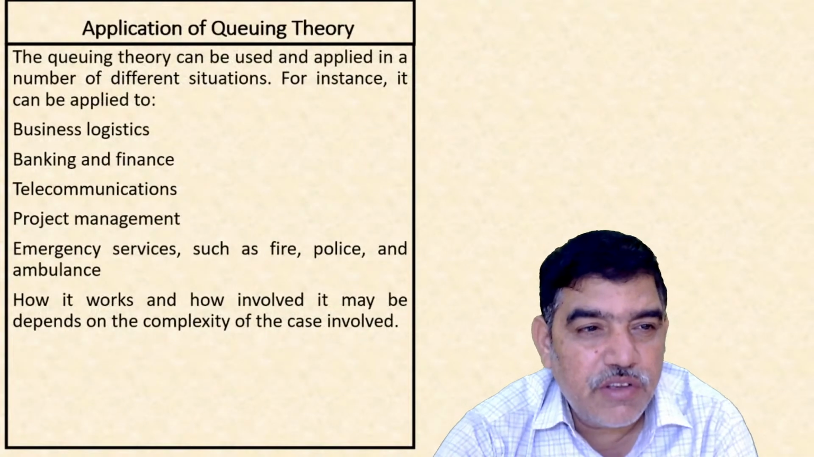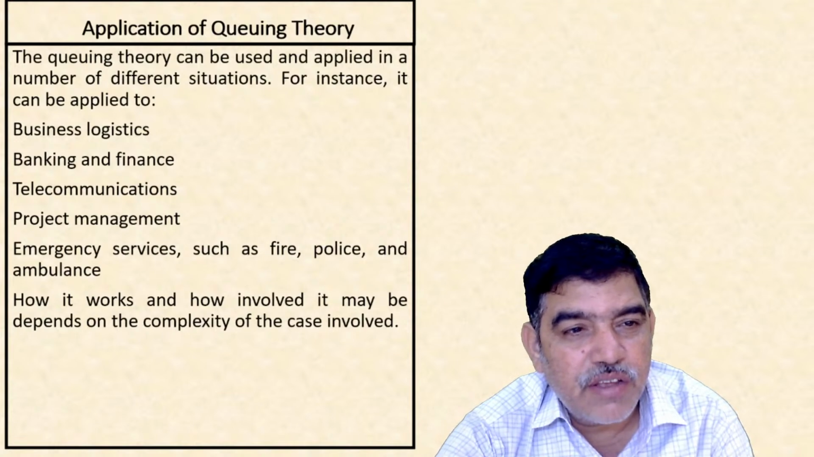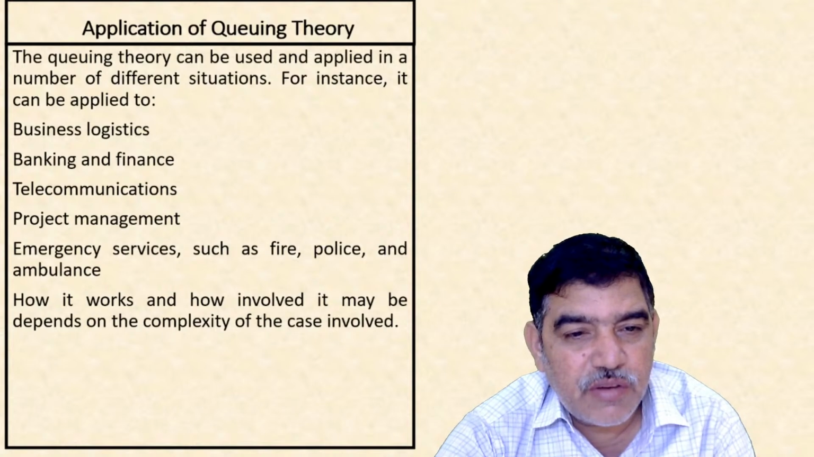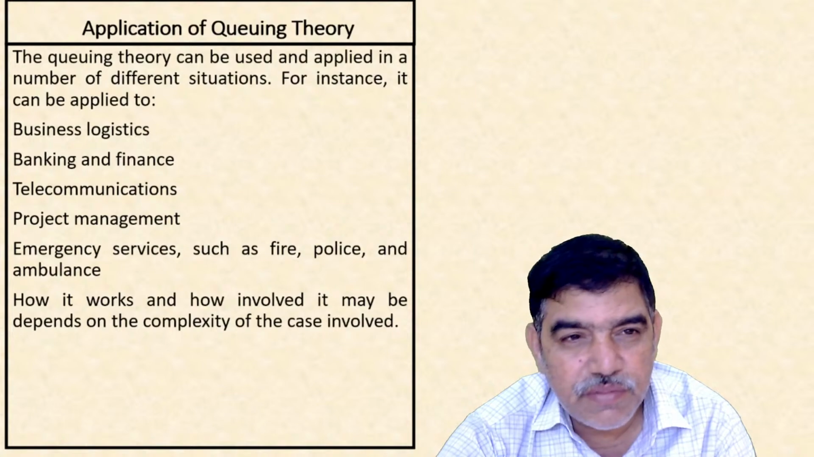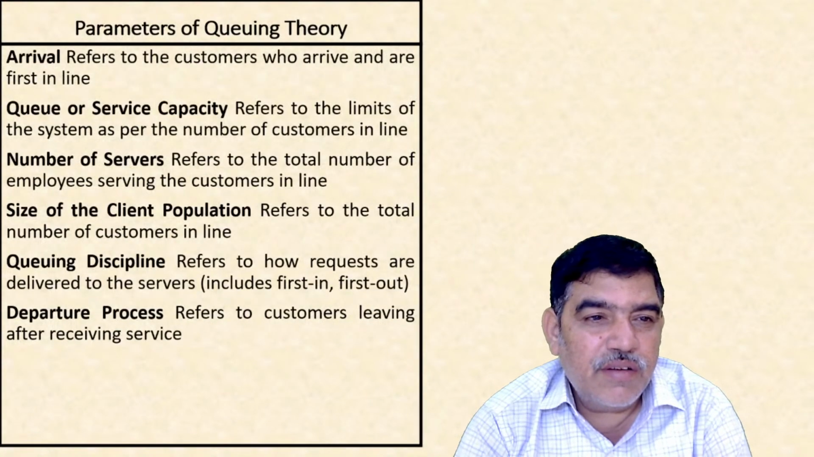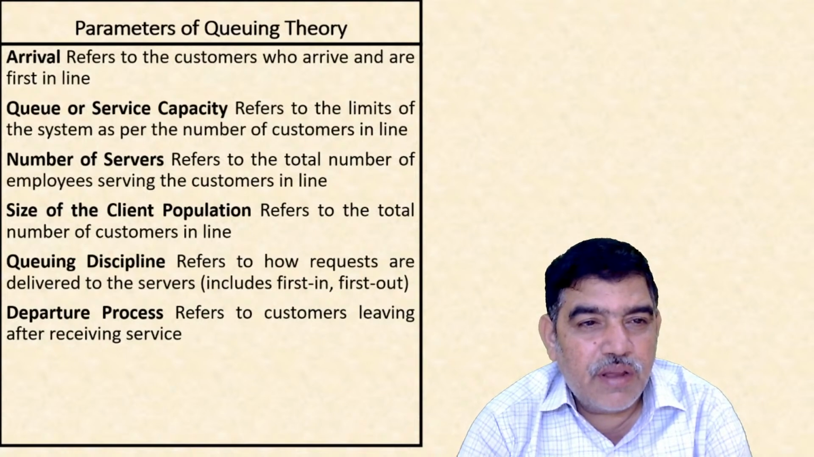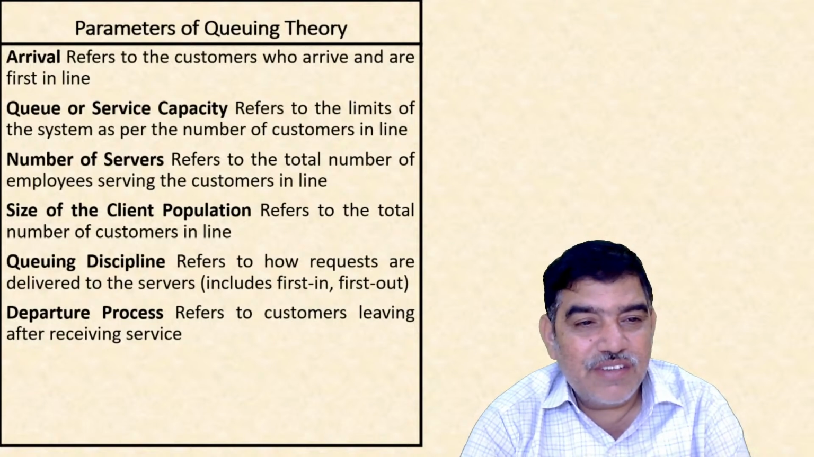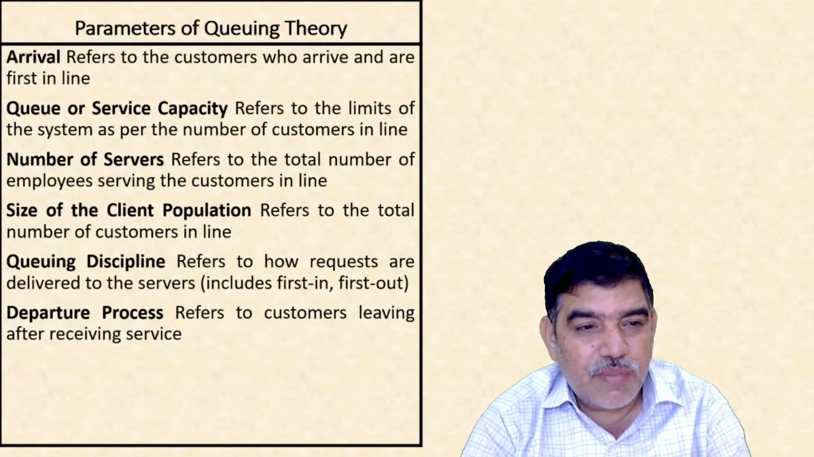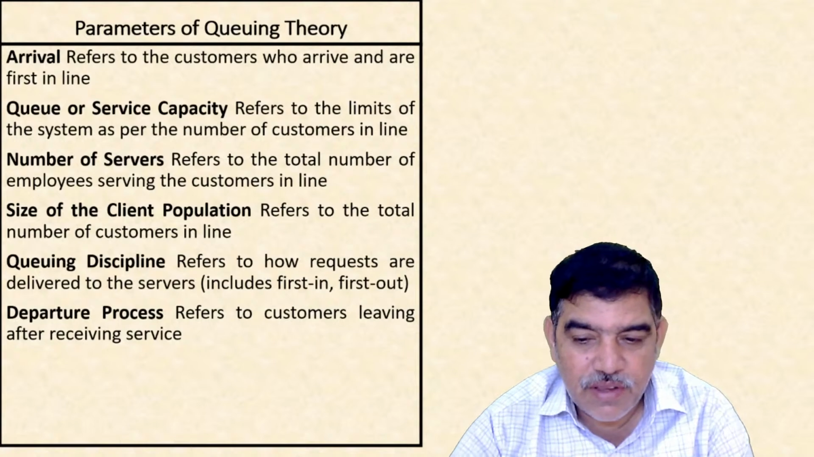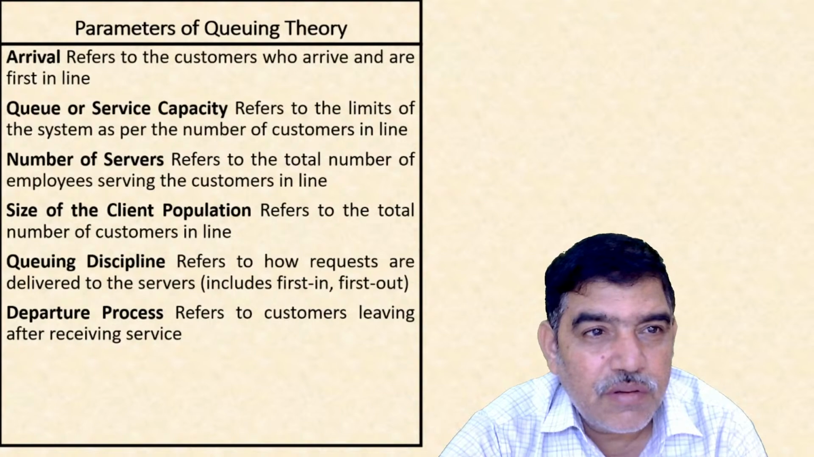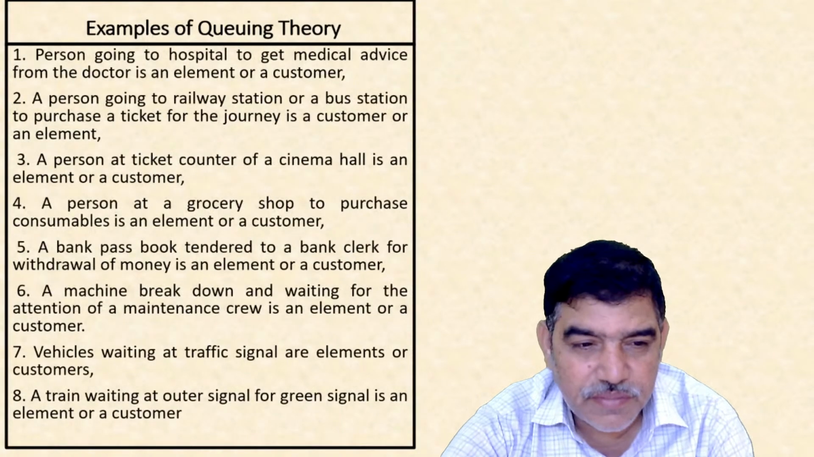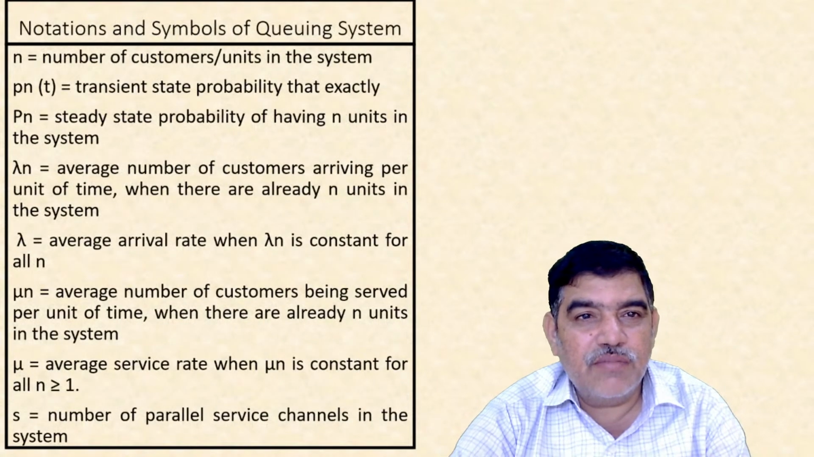Then different applications of queuing theory. The queuing theory is applicable in business logistics, banking and finance, telecommunication, project management, emergency services such as fire, police and ambulance. How it works and how involved it may be depends on the complexity of the case involved. Then different parameters of the queuing theory. One is arrival, number of servers, queue, and the service capacity, and the client population, and size of client population, queuing discipline, then departure process. So these are the different parameters. Examples of queuing theory and different notations and symbols of queuing system.